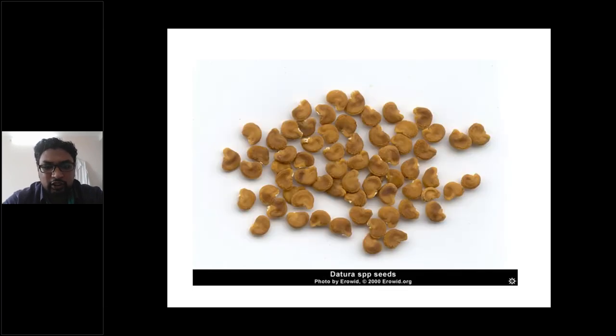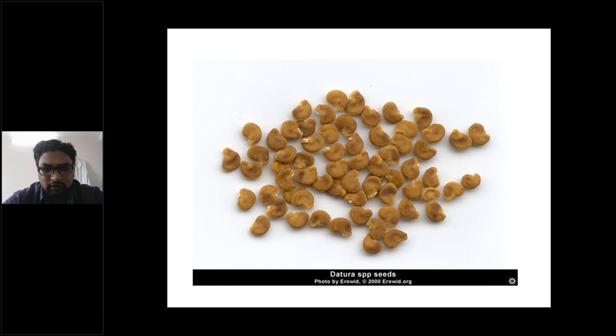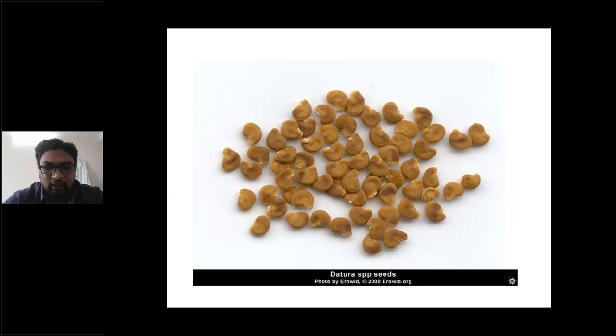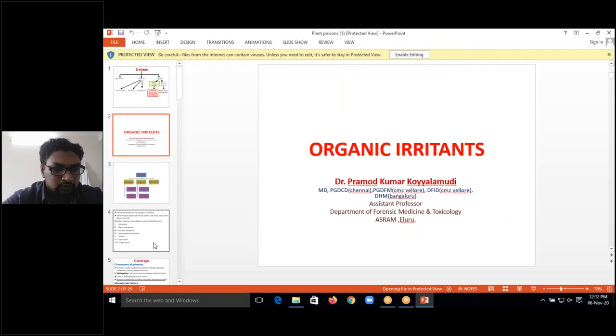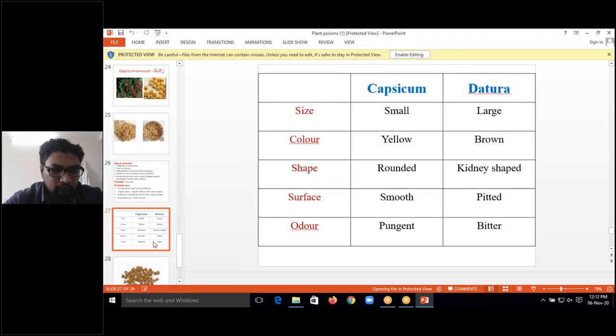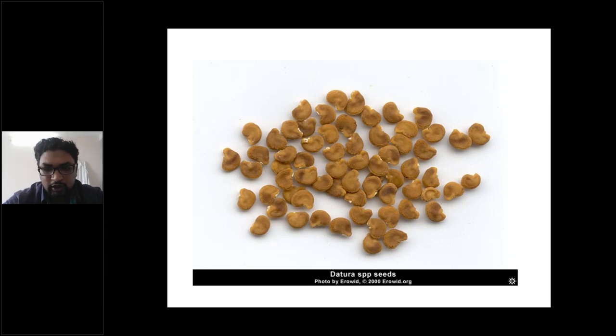So you can see this is the datura seeds, and here you can see this is capsicum seeds, almost the same. Unless you take the seeds into your hands and observe, you can see the kidney shape, and then you can see the brownish nature, and they're somewhat pitted, whereas they're smooth in case of capsicum.